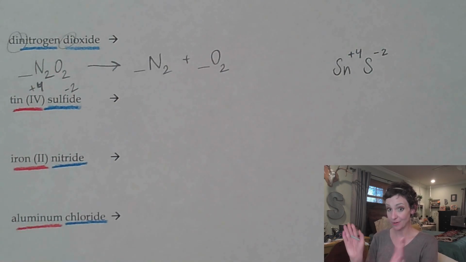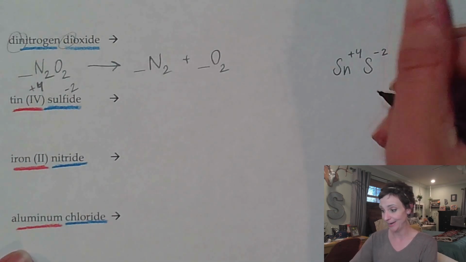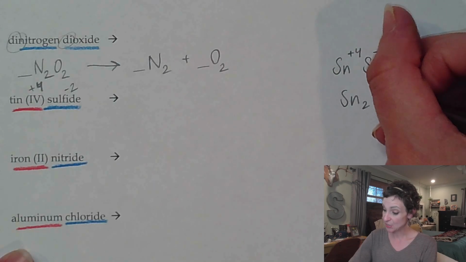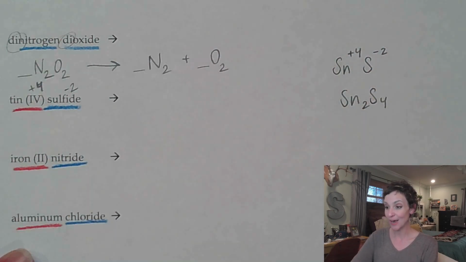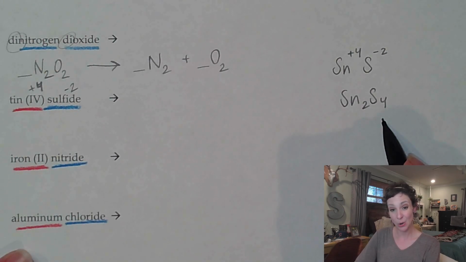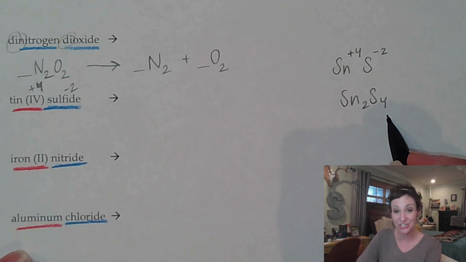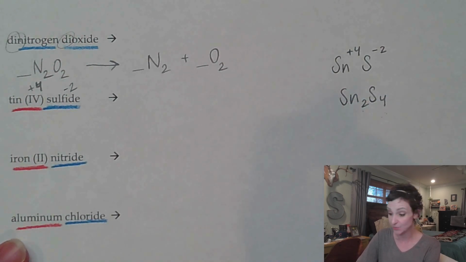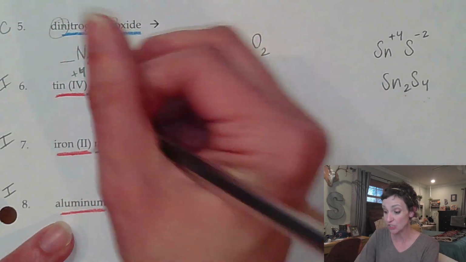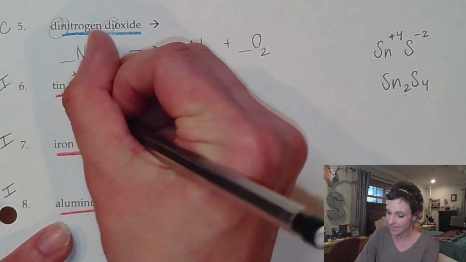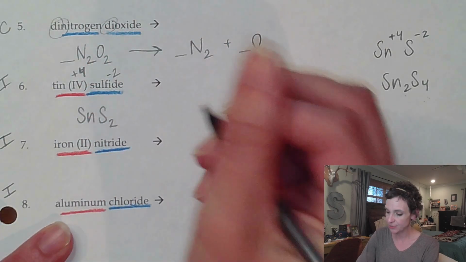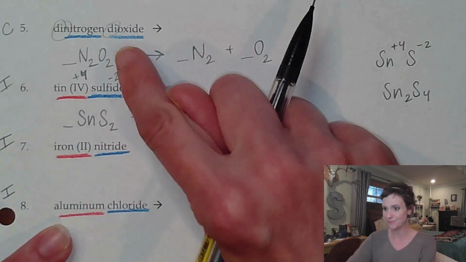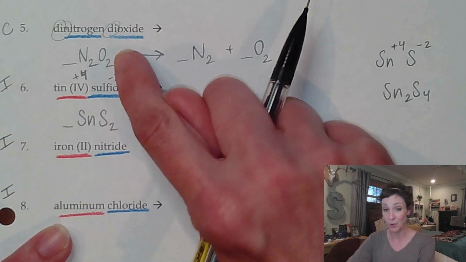Well, the ratio, if I were to simply crisscross, would be technically Sn2S4. But a 2-to-4 ratio, we can reduce down to a 1-to-2 ratio. So that's what we'll do here. So tin 4 sulfide is actually going to look like SnS2, which now introduces the concept of remembering that I cannot reduce down covalent, okay?